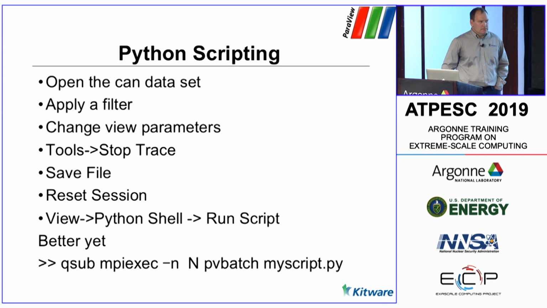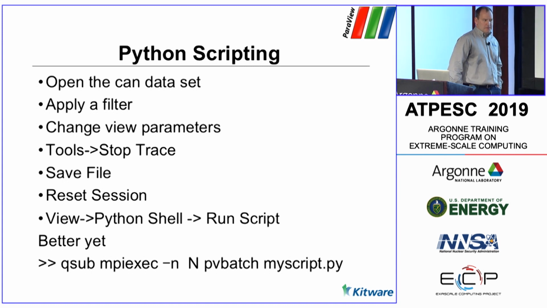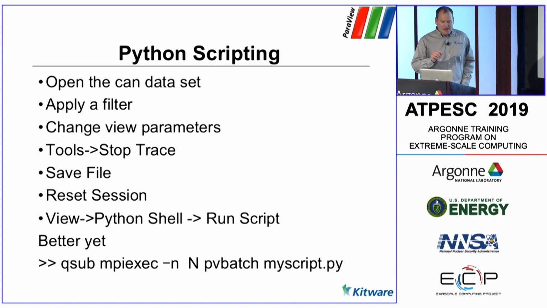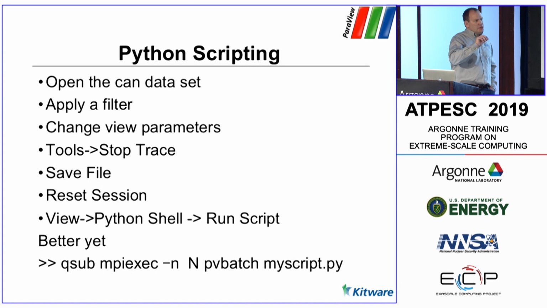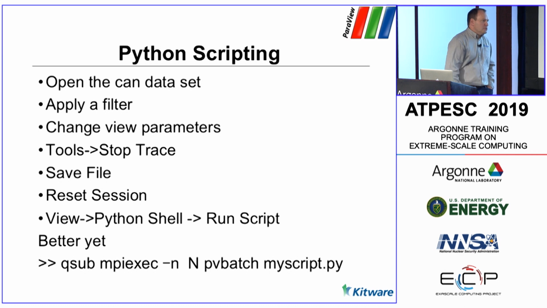So we have some pre-existing thing that we'd like a script to do, but we forgot to start the trace. Yep, you can do that too. In the File menu, there is a Save State. And there's two different file formats in there. One is an XML, it's called PVSM. The other one is Python. And so that one will also work.